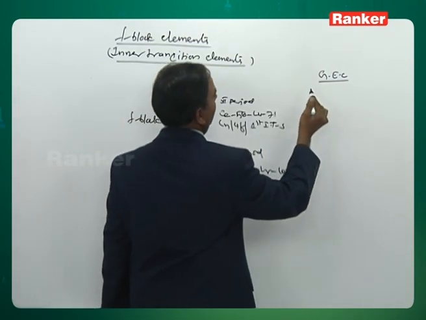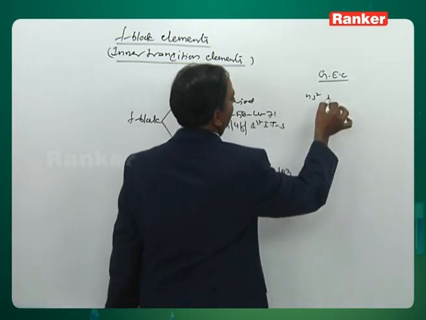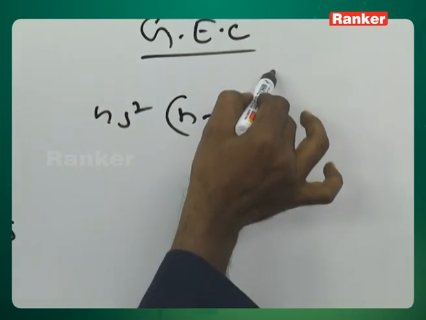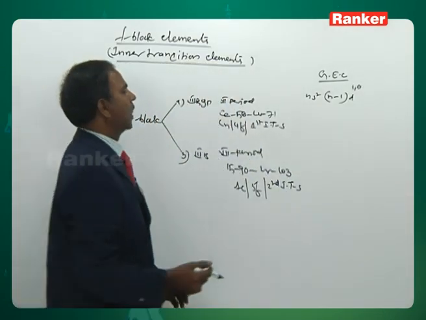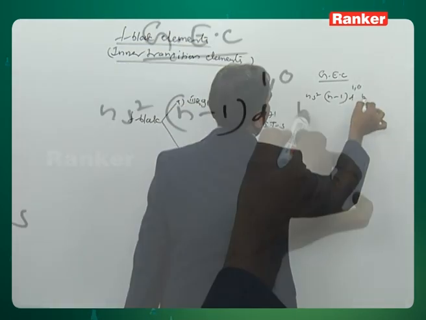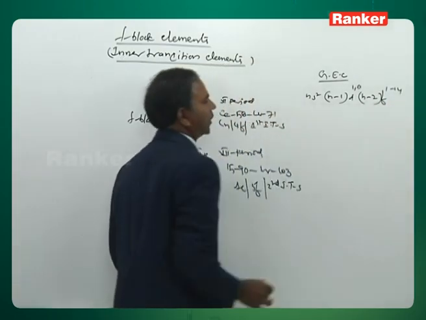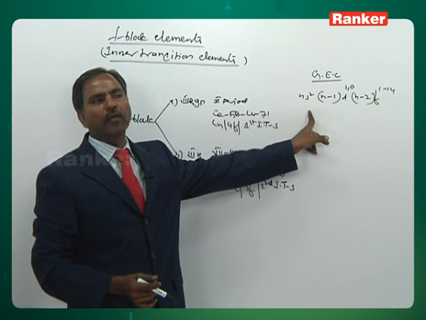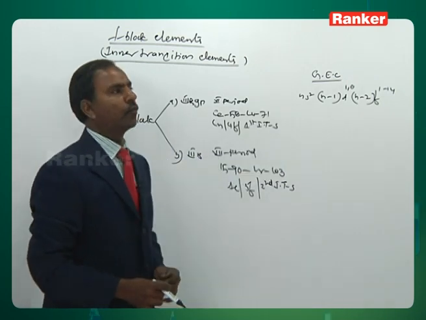While showing the general electronic configuration, we have to show the valence shell ns2, then (n-1)d, which is 1 in some elements and 0 in others, so 0 or 1, and (n-2)f 1 to 14. The general electronic configuration of lanthanides is ns2 (n-1)d0-1 (n-2)f1-14.